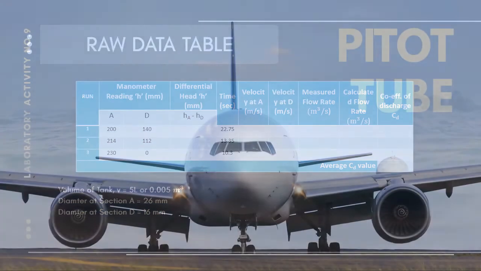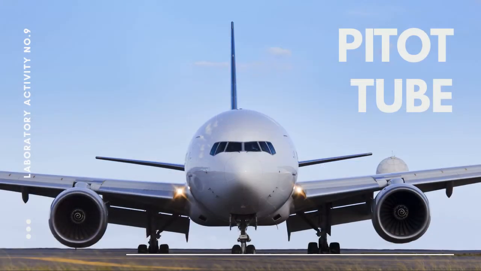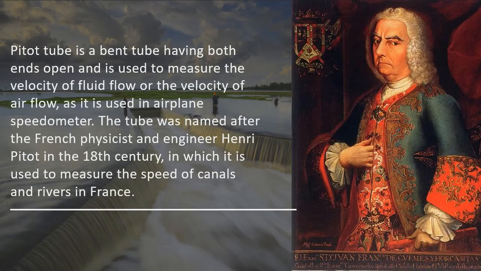The third flow measuring device is the Pitot tube. A Pitot tube is a bent tube having both ends open and is used to measure the velocity of fluid flow or the velocity of air flow, as it is used in airplane speedometers. As you can see in the picture, the tube was named after a French physicist and engineer, Henri Pitot, in the 18th century, in which it was used to measure the speed of canals and rivers in France.